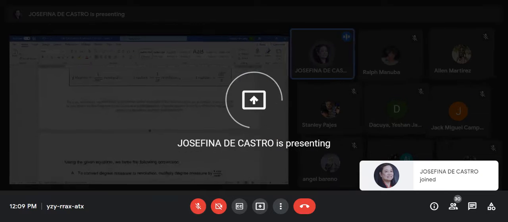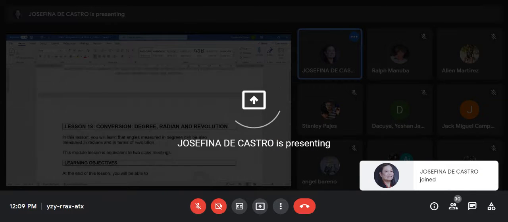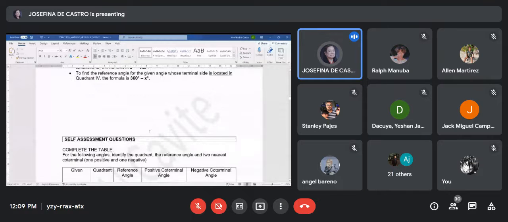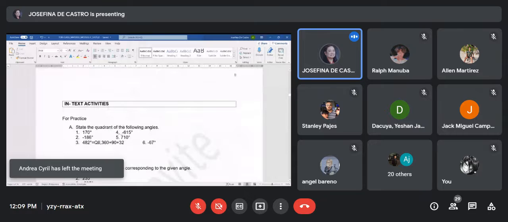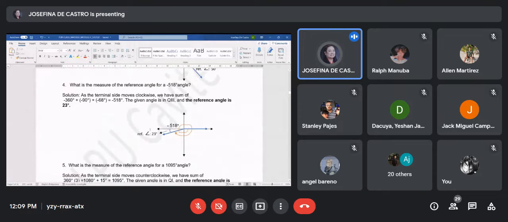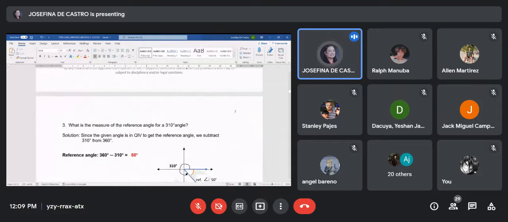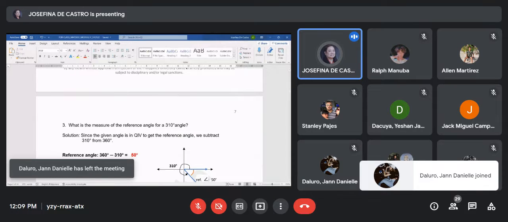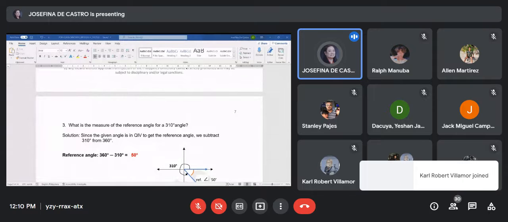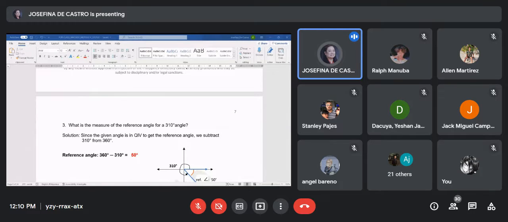So last time, we recalled some of the basic concepts under trigonometry, and our lesson starts if our angle is placed in the Cartesian plane. Pag nilagay na siya sa Cartesian plane ang angle, ang tawag natin doon ay angle in standard position. Pag nilagay mo na yung angle.